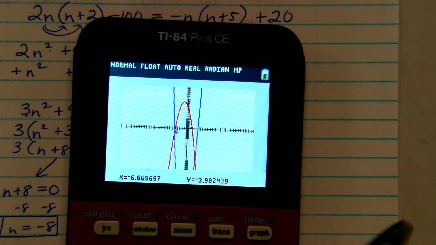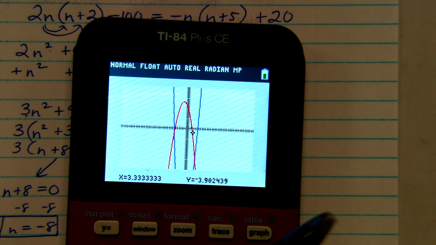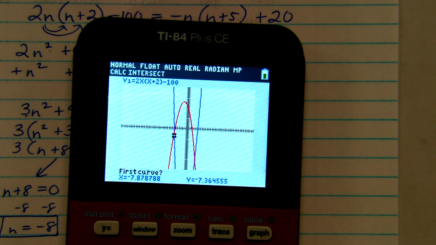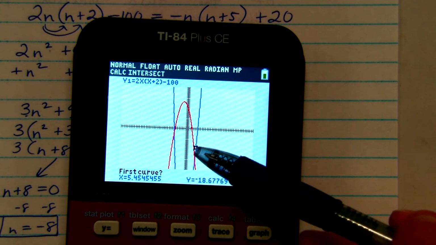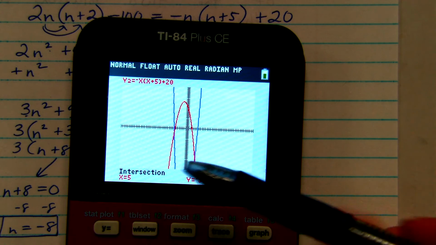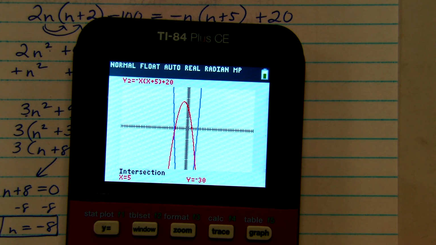And then you have to come a little further over here to find the other one. So I moved my cursor using the arrow keys, do second and calc again, find the intersection. Oh, sorry, I guess we have to do the intersection first. So I'm going to put my cursor a little closer to where this intersection is on the right-hand side over here. And then when it says first curve, I hit enter, second curve, enter, guess, enter, and it will give me the 5 where they intersect.